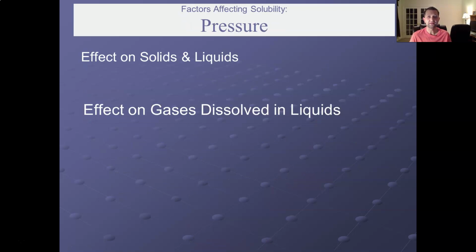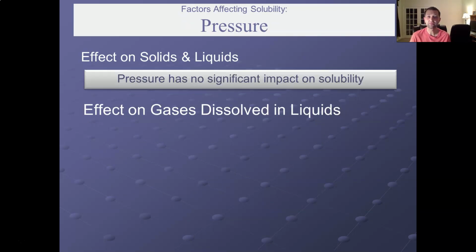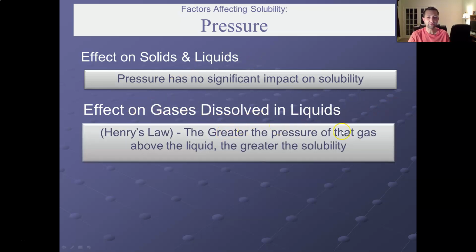Another factor that affects solubility is pressure. Pressure is going to have no impact really on solubility for solids and liquids. So if you want to dissolve sugar or salt in water, increasing the atmospheric outside pressure is not really going to change anything about that. Okay? The main impact we're going to have here is on gases, though. So the greater the pressure of a gas above the liquid, the greater the solubility.